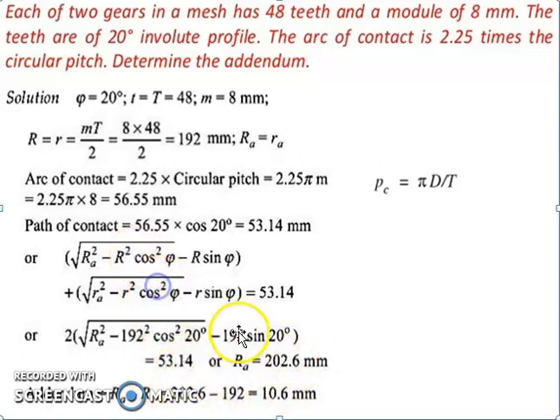You can go with this or with this, because capital RA and small RA are the same. So directly use this: 2 into the bracket of RA square minus R square cos square phi, minus RA into sin phi.